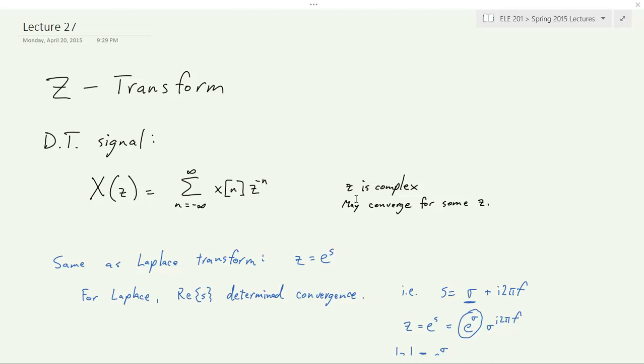And like the Laplace transform, this may converge only for some values of Z. We'll want to know for which Z it converges. That'll be an important feature of the Z transform: where its region of convergence is.